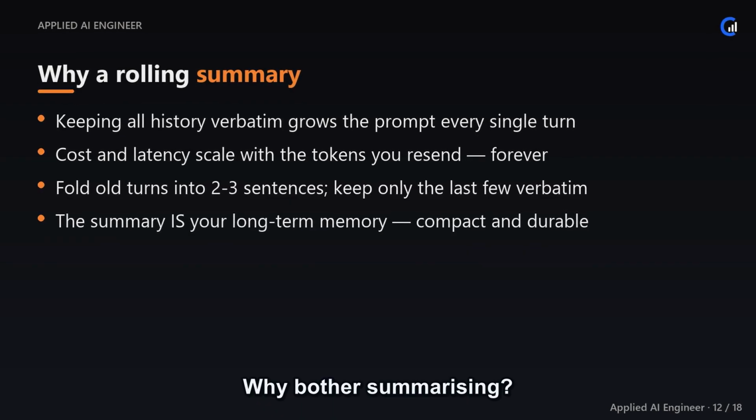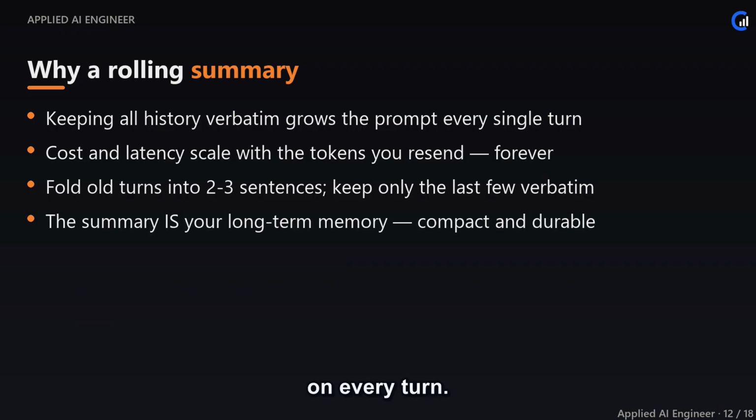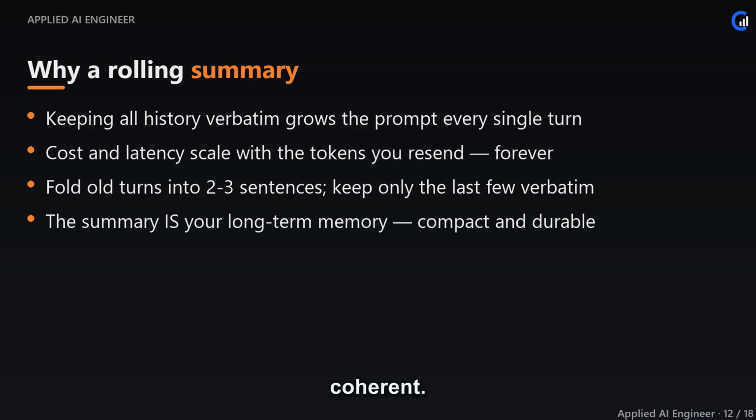Why bother summarizing? Because you pay for every token you resend on every turn. A conversation that grows verbatim is a bill and a latency curve that climbs without end until one day the prompt doesn't fit. The standard fix is a rolling summary. Once the window grows past a limit, fold the oldest turns into 2 or 3 sentences, keep the last couple of turns verbatim, and carry that summary forward. It becomes durable long-term memory: small, cheap, coherent.